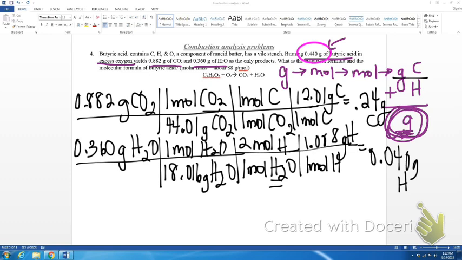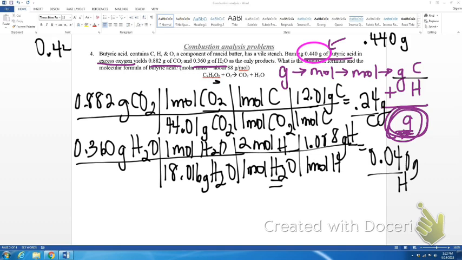We know that out of the 0.44 gram sample of this compound, 0.24 is carbon, and 0.040 gram is hydrogen. So now we need to know how much oxygen was in there, so we're just going to subtract. I'm going to do this over here off to the side.